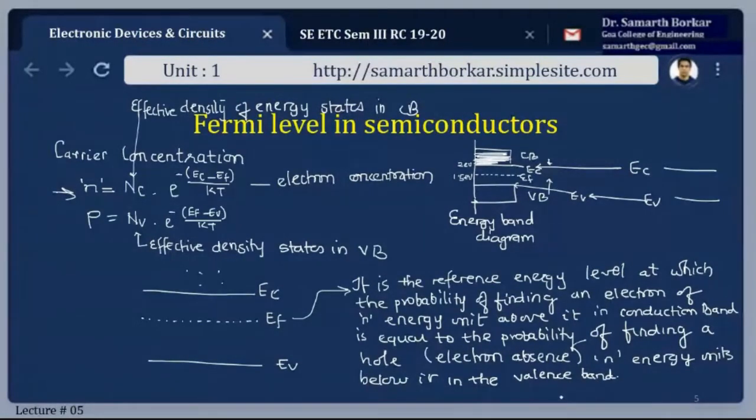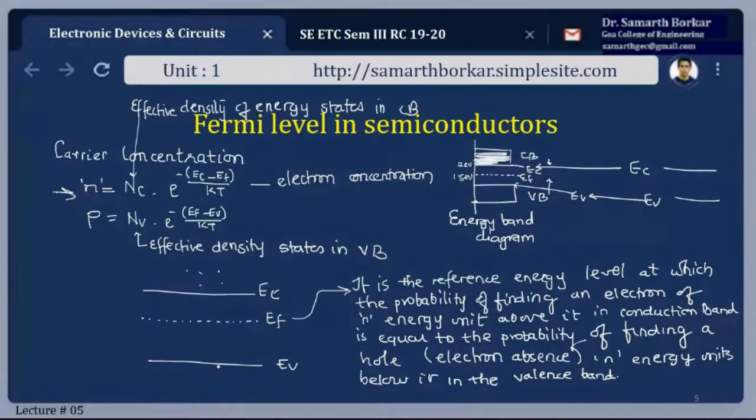Now, in case of intrinsic semiconductor, we have derived the value of EF as (EC plus EV) by 2. That means in case of intrinsic semiconductor, this lies right at the center. And what it tells you about the probability of having electrons and holes: if it is right at the center, then the probability is half. 50% we can have electrons and 50% holes in the valence band.